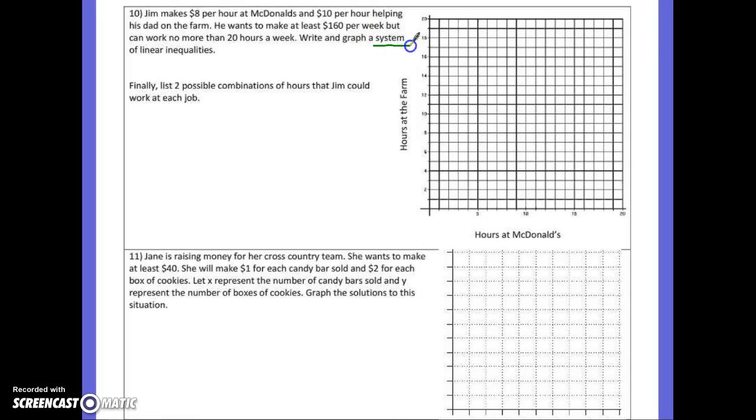Those are key words. We're writing a system. That means more than one equation, in this case, an inequality. So that's the greater than, less than signs. We've got $8 per hour at McDonald's, and $10 per hour with his dad on the farm. So I'm going to just say McDonald's is X, helping his dad is Y. So 8X plus 10Y. That's our money. That's how much money he's making. He's making 8 times the hours, 10 times the hours.